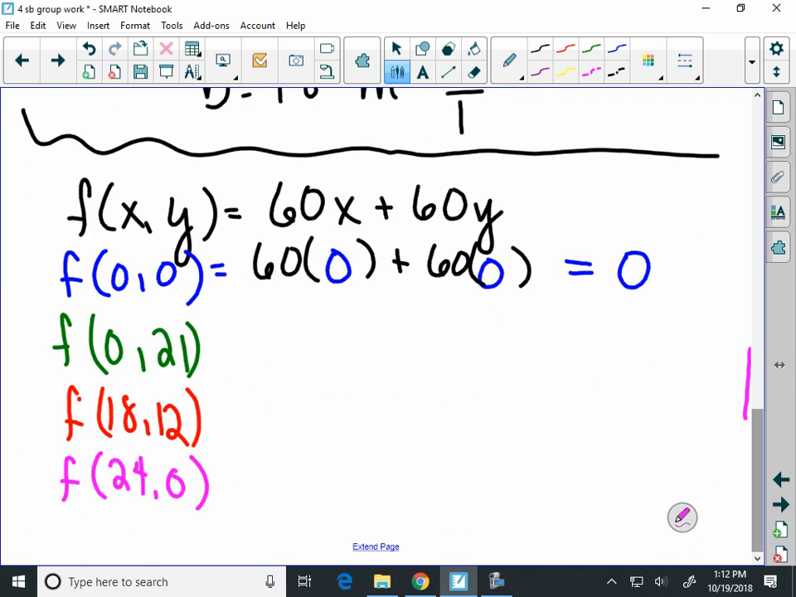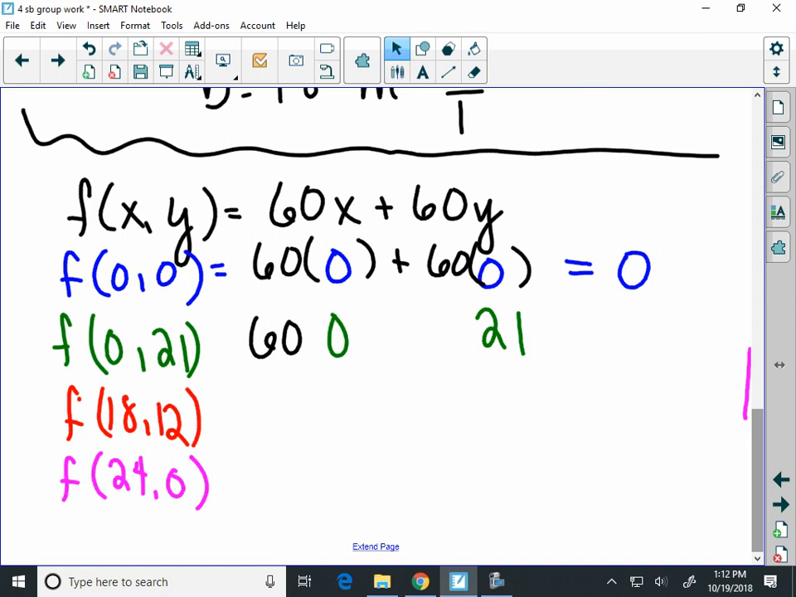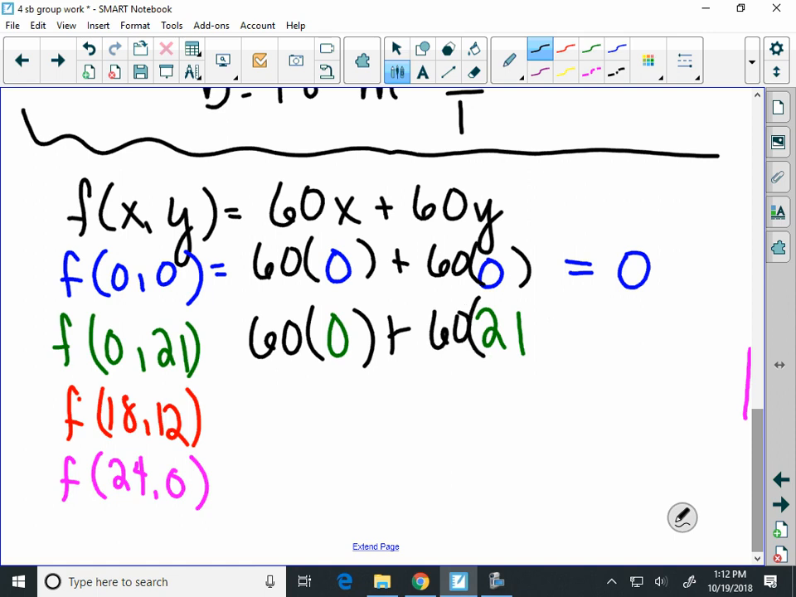We're taking these ordered pairs and putting them back into this quantity here. So with our green ordered pair, 0 is going to go back in here for x, and 21 is going to go back in here for y. And we get 60 times 0 plus 60 times 21. When we type that in our calculator, we get 1260.